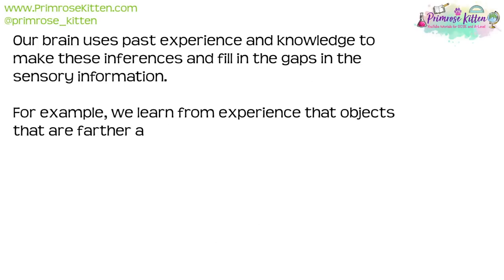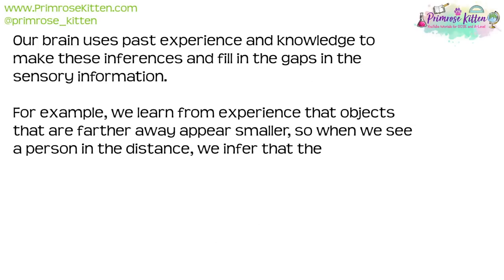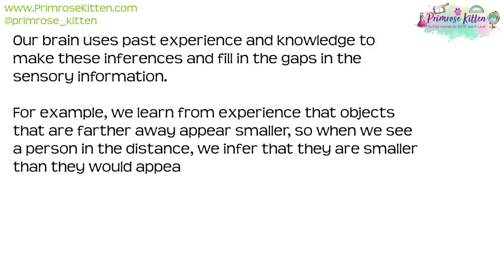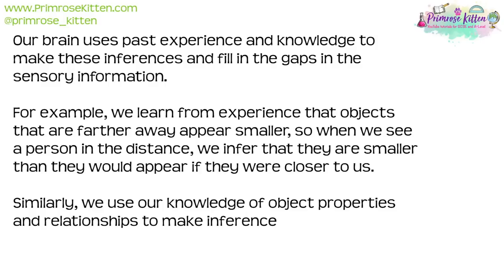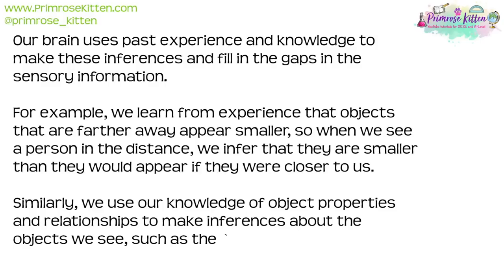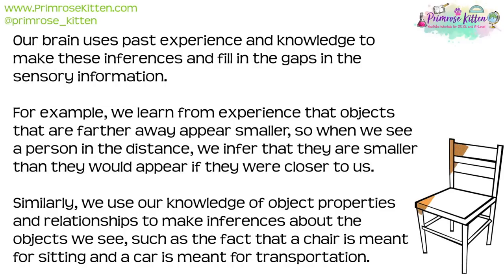Our brain uses past experience and knowledge to make these inferences and fill in the gaps in the sensory information. For example, we learn from experience that objects that are farther away appear smaller, so that when we see a person in the distance, we infer that they are smaller than they would appear if they were closer to us. Similarly, we use our knowledge of object properties and relationships to make inferences about the objects we see, such as the fact that a chair is meant for sitting and a car is meant for transportation.